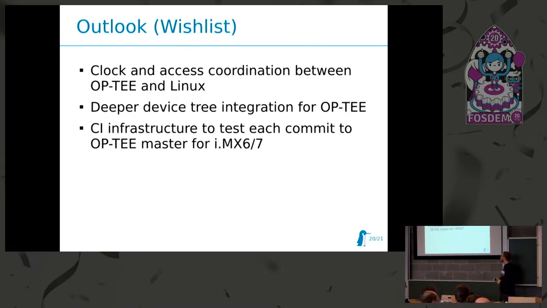And I would also like some more CI infrastructure to test each commit to OP-TEE master for i.MX6, because on the way here I tried to test the latest release, which was like a week ago, but unfortunately there was a last-minute fix going in, and my platform doesn't boot at the moment on the latest release. So evidently we need some kind of CI there, and I need to allocate some time to get platforms up and running to ensure that the platforms don't get broken again.